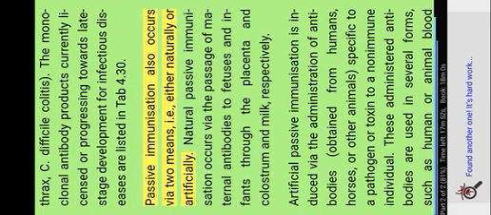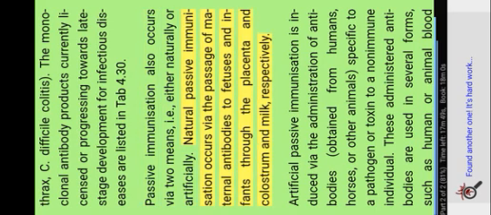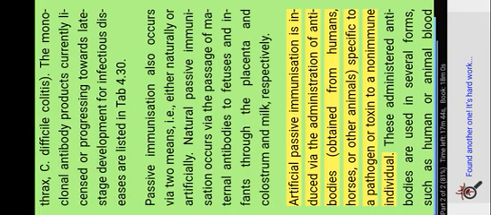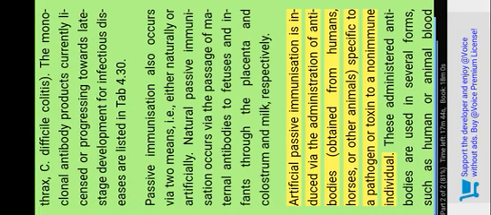Passive immunization also occurs via two means, i.e., either naturally or artificially. Natural passive immunization occurs via the passage of maternal antibodies to fetuses and infants through the placenta and colostrum and milk, respectively. Artificial passive immunization is induced via the administration of antibodies obtained from humans, horses, or other animals specific to a pathogen or toxin to a non-immune individual.